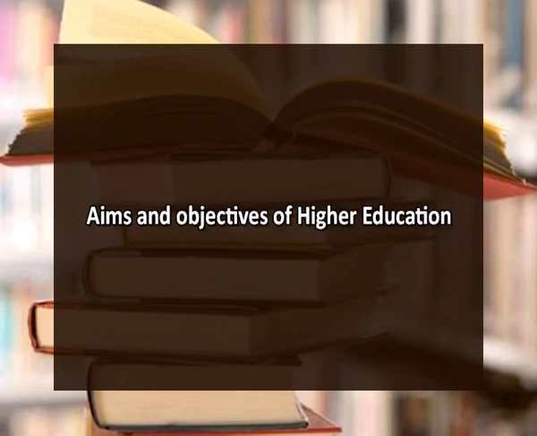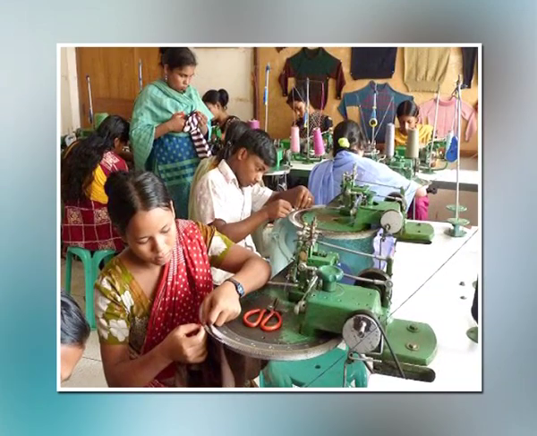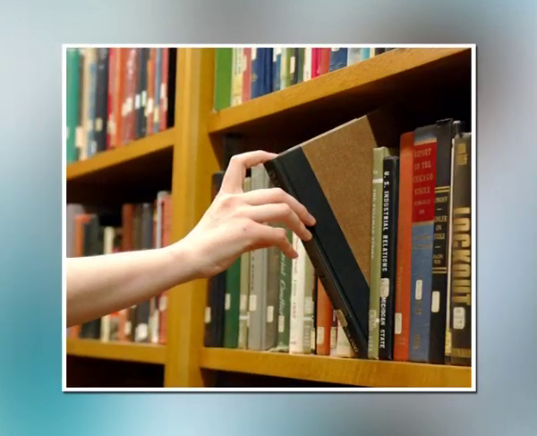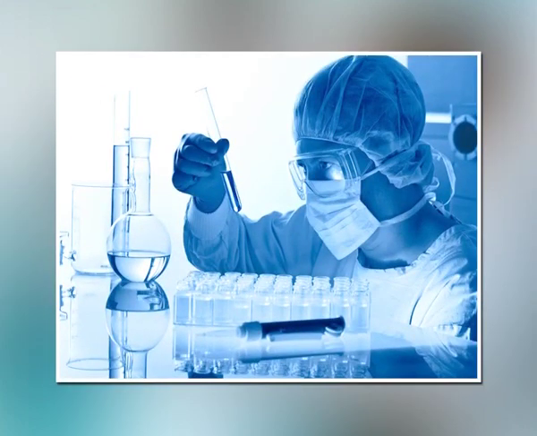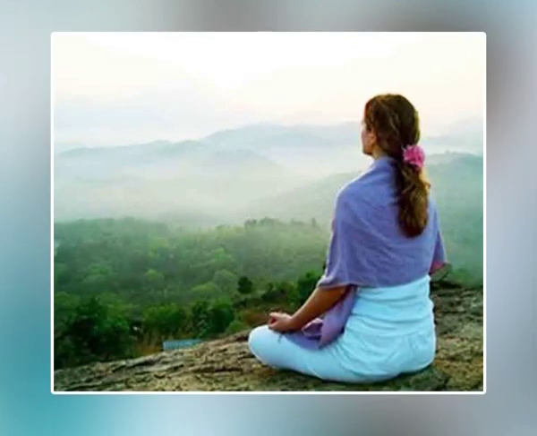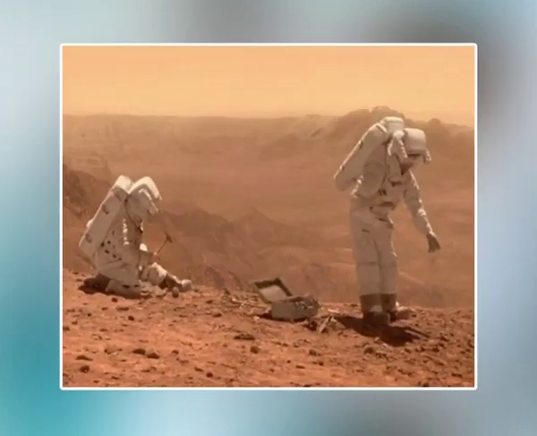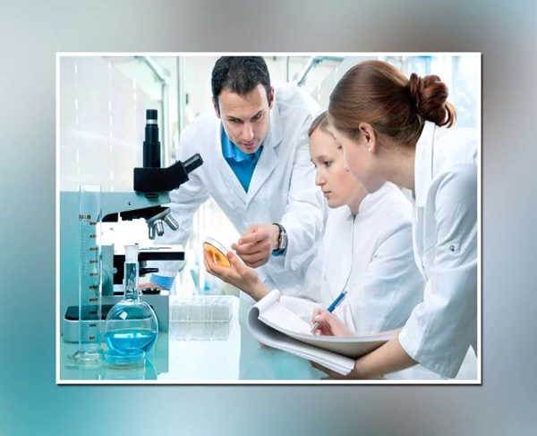Aims and objectives of higher education. The objectives of higher education may range from primary objectives such as employability, enhancing the earning potential, seeking and advancing knowledge and wisdom, research and experimentation, to more serious secondary objectives like attaining mental and spiritual growth, engaging in quest for the unknown, facilitating better lifestyle, and developing scientific outlook.